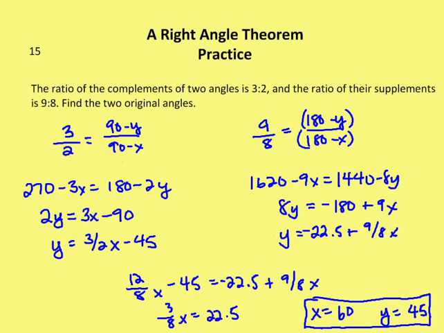Okay, moving on to the next problem. Number 15, the ratio of the complements of two angles is 3 to 2, and the ratio of their supplements is 9 to 8. Find the two original angles.